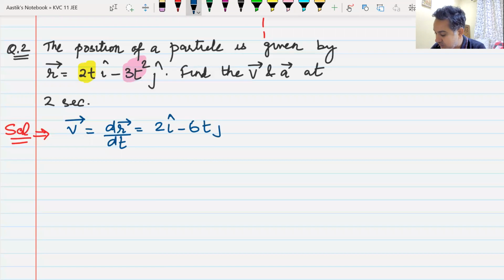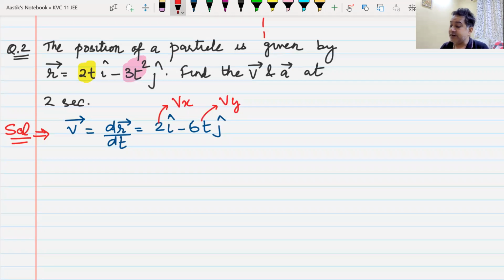6t j hat. Do you understand this? I also told you that this is known as the velocity x component and this is known as the y component of velocity. Yes or no? Because we will be needing this x and y component very soon, just now after this question.